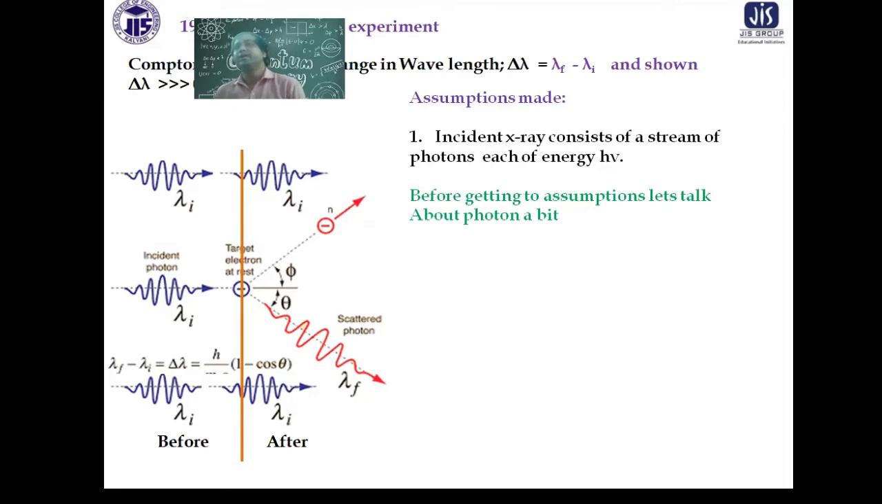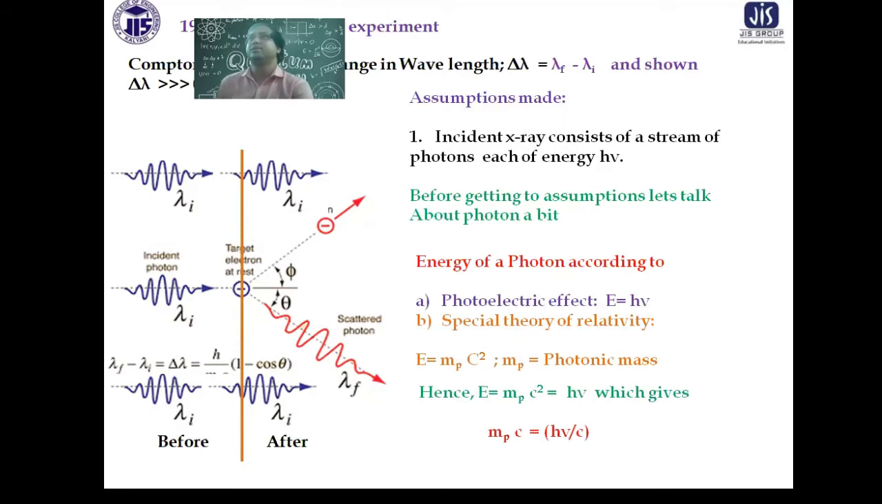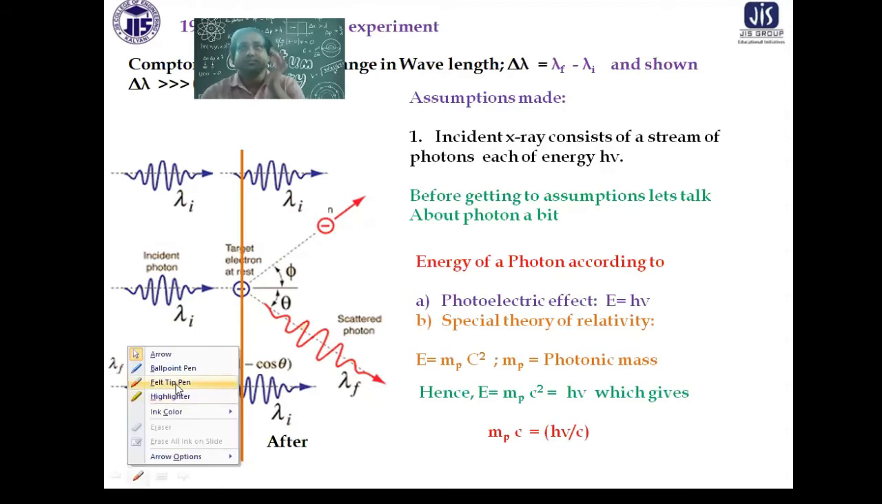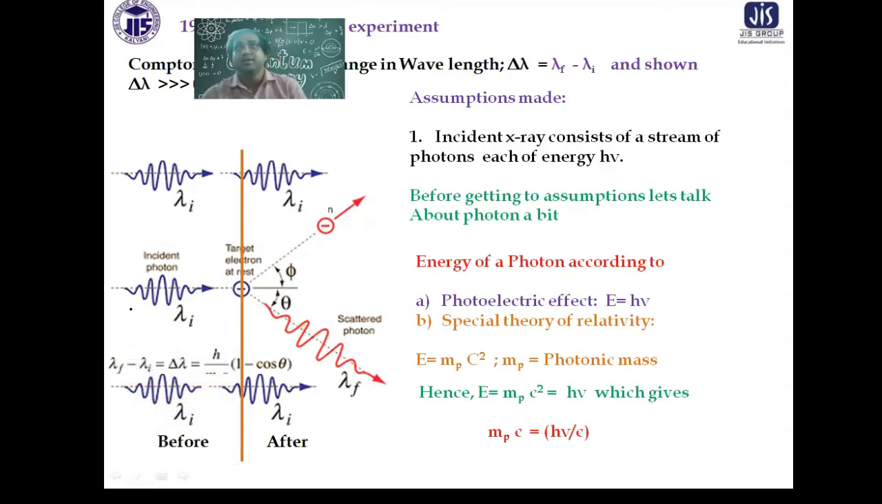Okay, now before getting into the second assumption, let me talk a bit more about photons. What is a photon? Let me define a photon properly. To talk about the photon, let us look at this calculation. After that, I'll talk more. If you look at the picture, these incident X-rays, according to Compton, are photons coming in. Each photon has h nu amount of energy and they are moving along this direction.